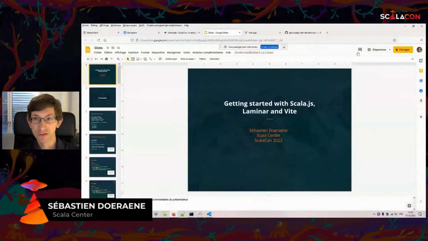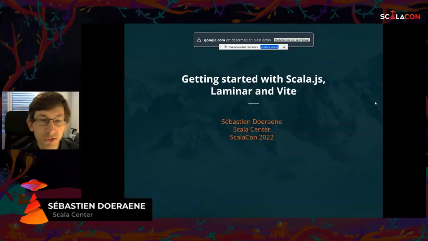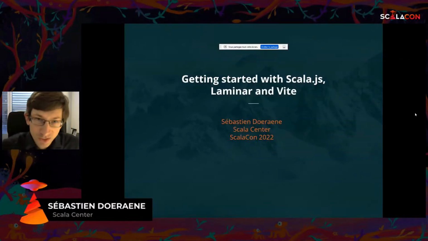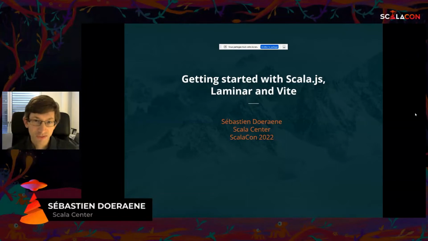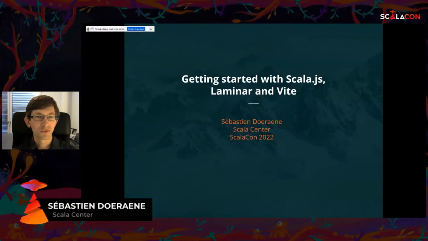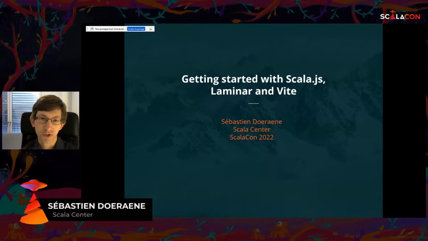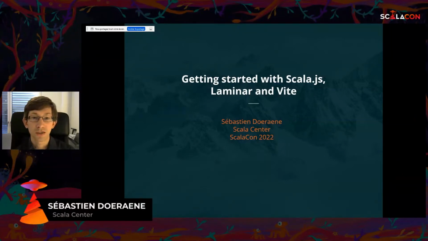So, still needed to do this, and we are off to learning a little bit more about Scala.js, Laminar, and Vite, pronounced in French. So Scala.js, as you probably know, is the Scala to JavaScript compiler, and Laminar is perhaps less well known unless you are familiar with the Scala.js environment already. So Laminar is a front-end library for Scala.js, and Vite is a bundler from the JavaScript ecosystem.